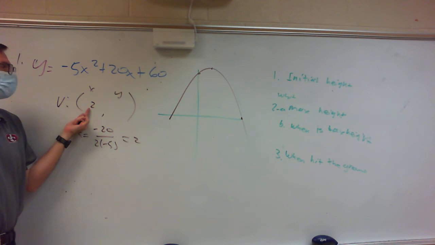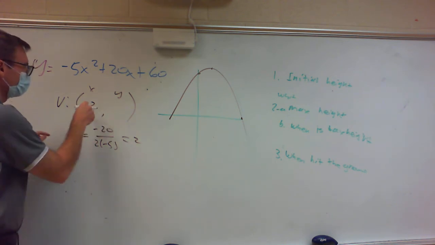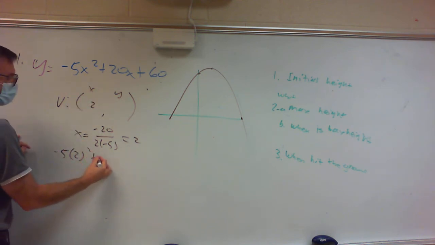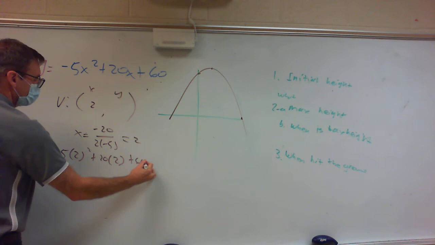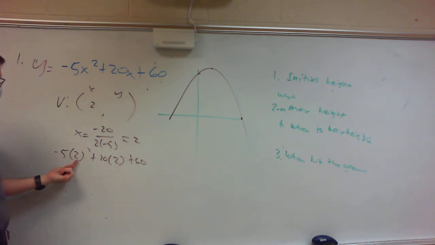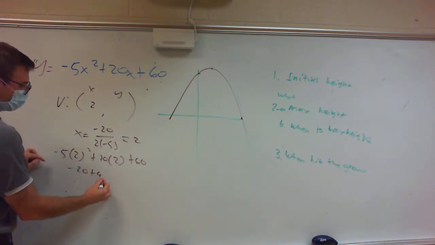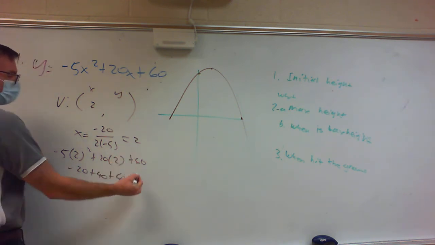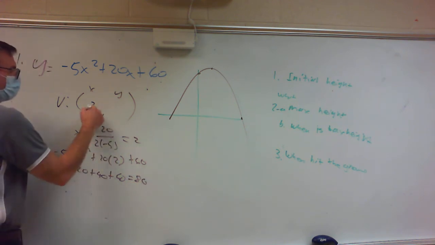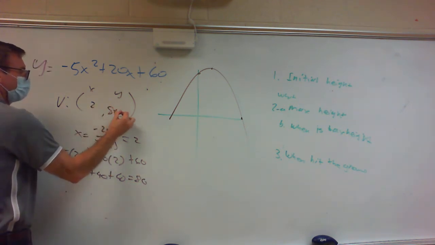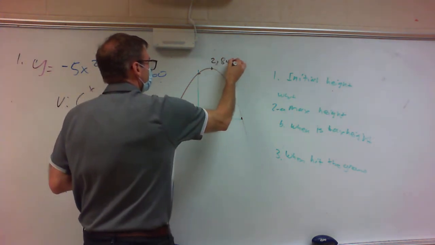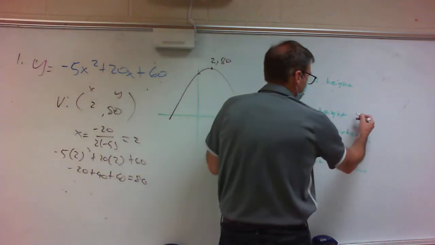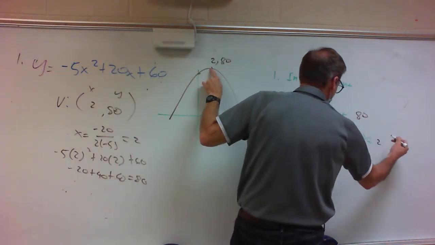And if I know the x part, I've got to find the y part. To find the y part, I'm going to plug the 2 into this. So that's going to give me negative 5 times 2 squared plus 20 times 2 plus 60. So that's 4 times negative 5, which gives me negative 20 plus 40 plus 60. And altogether, that gives me 80. So I have my vertex is at 2 comma 80. So I know that my max height is 80. I know it takes 2 seconds to get there.